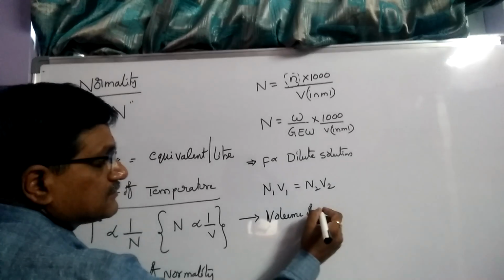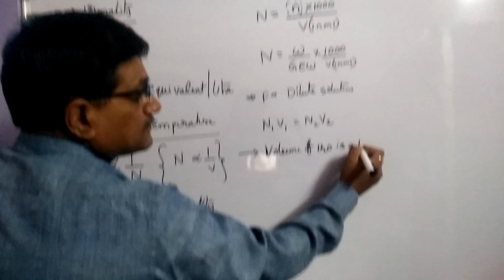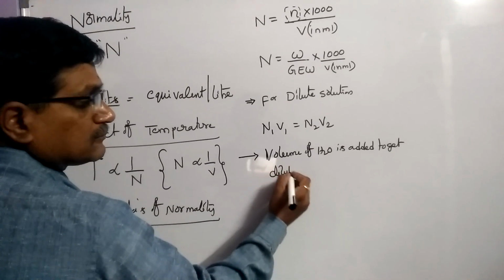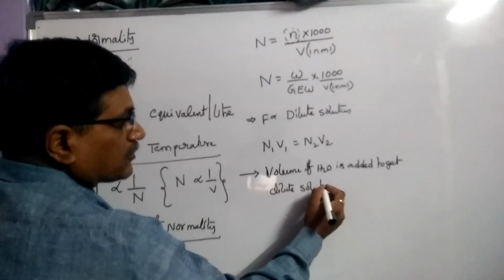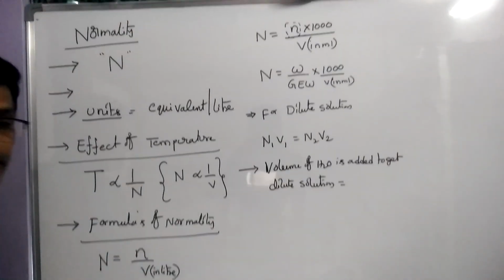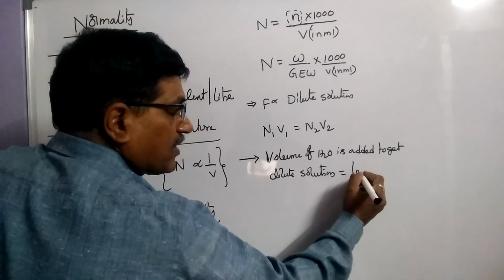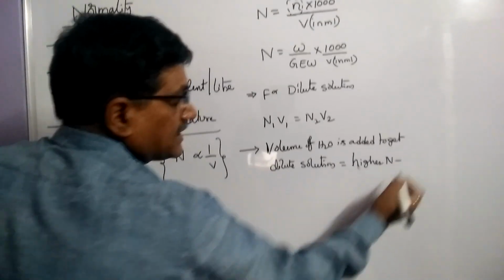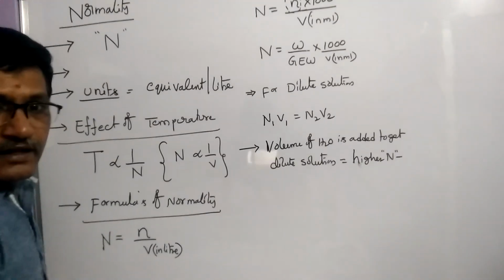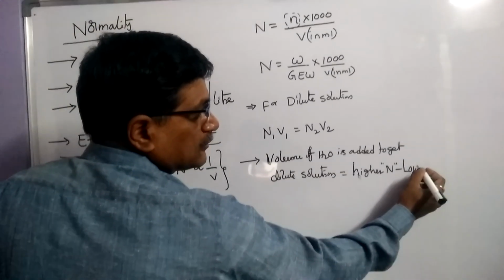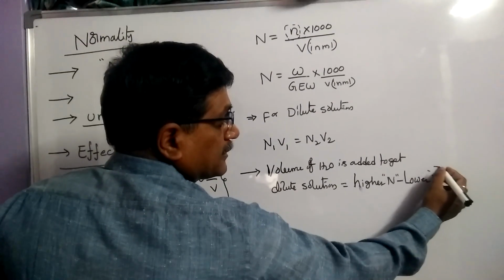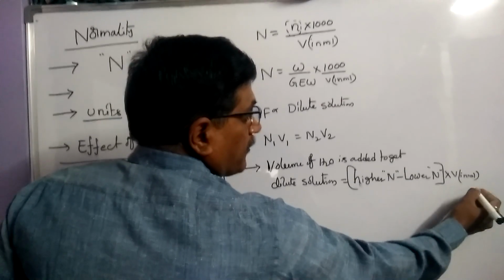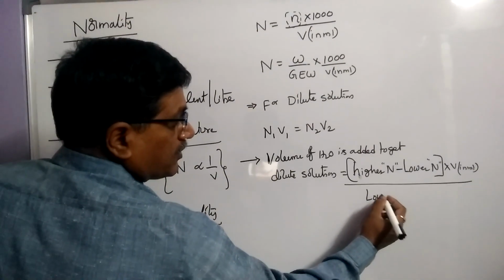Volume of water added to get the dilute solution is equal to higher normality minus lower normality, into volume in ml, by lower normality.